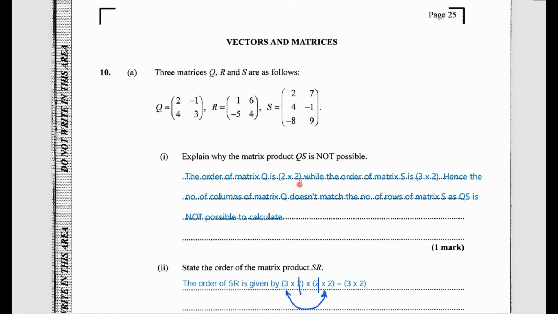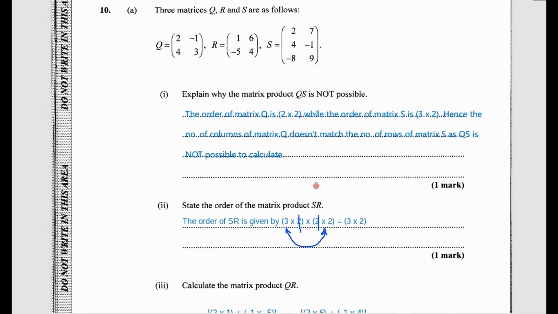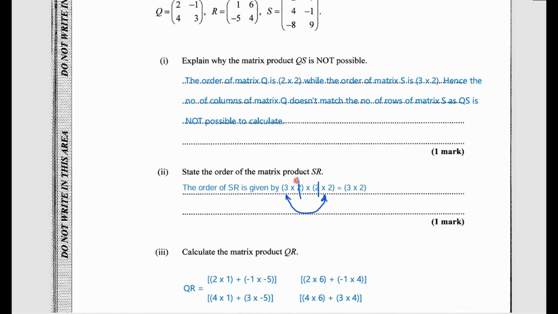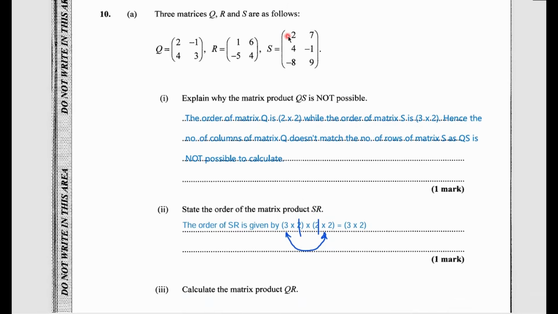So immediately you can see the number of columns of Q doesn't match the number of rows of S. And once they don't match, you can't multiply. Number of columns of the first matrix must match the number of rows of the second matrix. So they can't multiply them. Still the order of matrix SR. Well, the order of S is 3 by 2. And the order of R is what? 2 by 2. Cross out the 2's, remaining is 3 by 2.